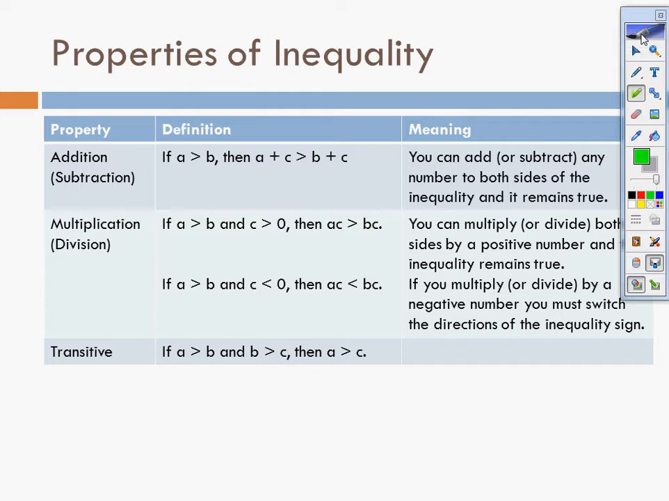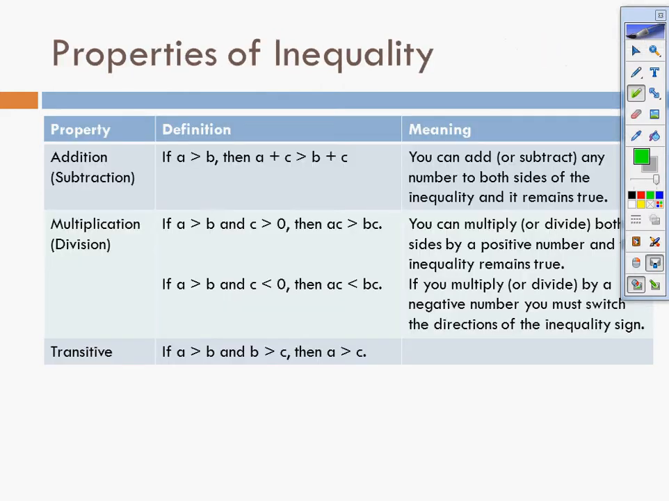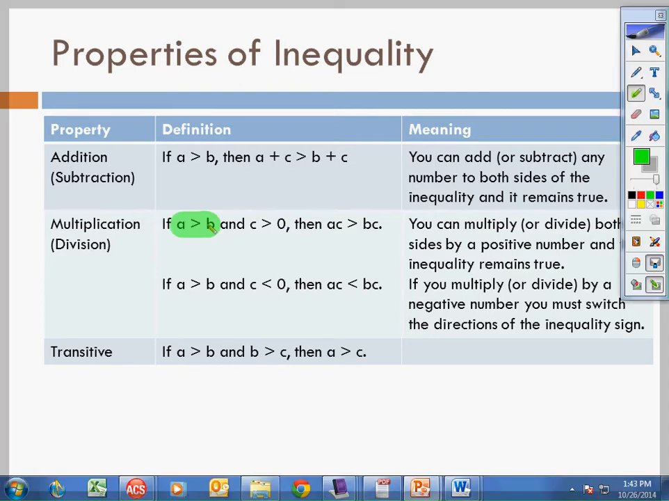And so as you can see here, we have A is greater than B, and you can add C to both sides. So you added the same thing to both sides of that inequality. The next one here is A is greater than B, and C is greater than 0, which means C is positive. Then you can multiply C to both sides and things remain true.